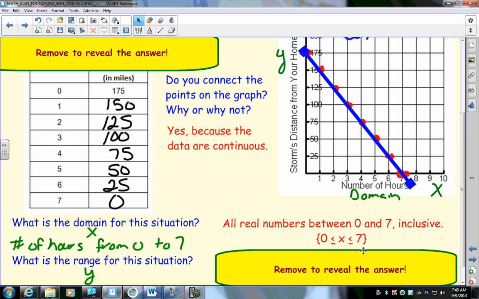This down here in set notation is what I want you to have written down on your paper. It has a little squigglies. It has a smaller number to the left, and then less than or equal to x, less than or equal to 7.